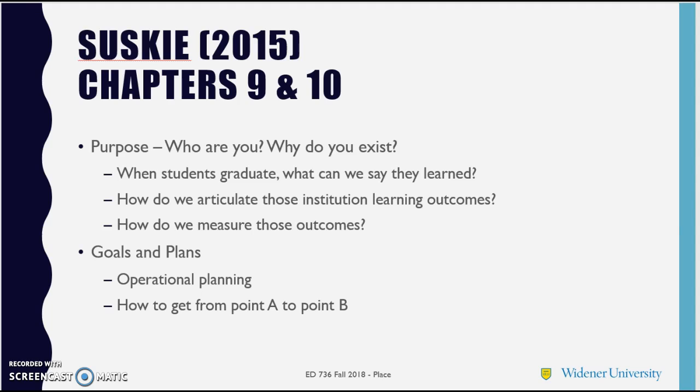I think the goals and plans chapter can be helpful in its discussion about operational planning, in how do we get from point A to point B. So we can say that we have these institutional learning outcomes and course learning outcomes. How are we getting then to the results? So those are the readings for the week.